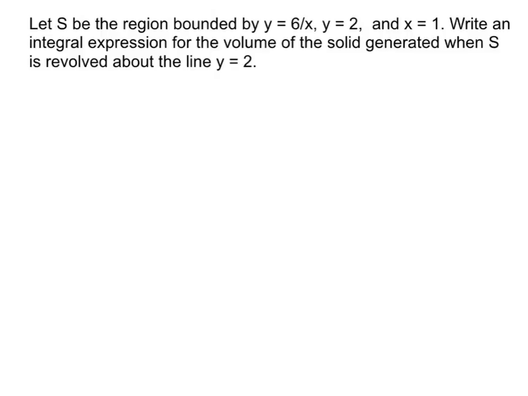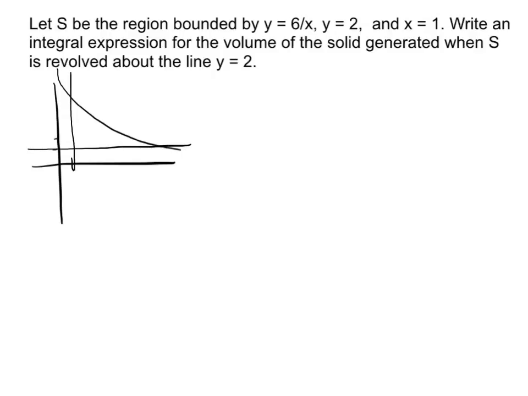So let's see here. First thing we do is we draw the region. So first of all, 6 over x. 6 over x is like the 1 over x graph, but it's taller. So you've got something like this going on. So you've got that, you've got y equals 2. y equals 2 is a line here. x equals 1 is a line here. And so the region we're looking at, so this is 1, this is 2, the region we're looking at is all of this inside here.